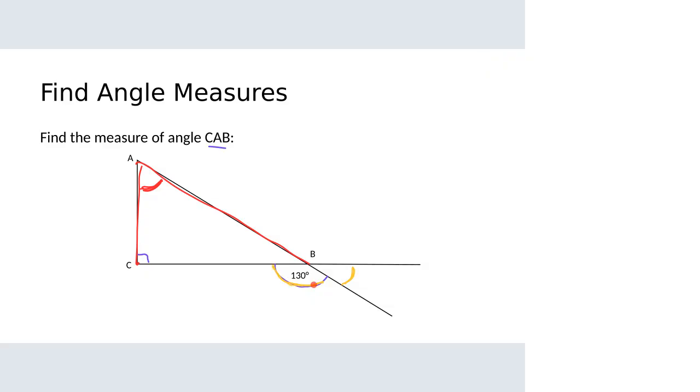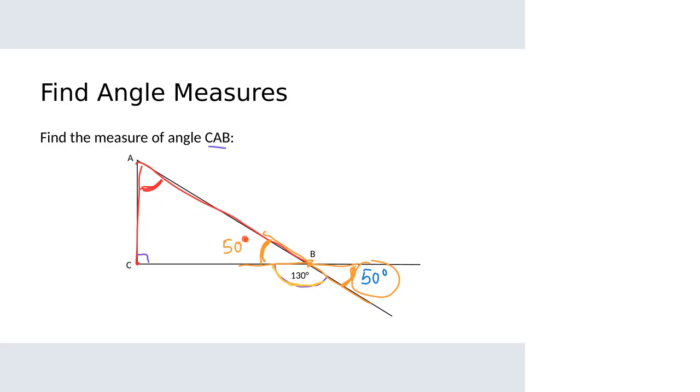So if these two together are 180 degrees, then this one over here must have a measure of 50 degrees. All right, well, that's still not getting me over there to angle CAB. Now as I look at my figure, what I happen to notice is that right here, I have these two angles. They share a vertex and they don't share a side. Those are vertical angles, and vertical angles are equal. So that means if this one's 50 degrees, then this one over here must also be 50 degrees.